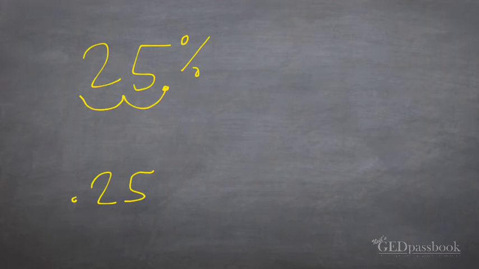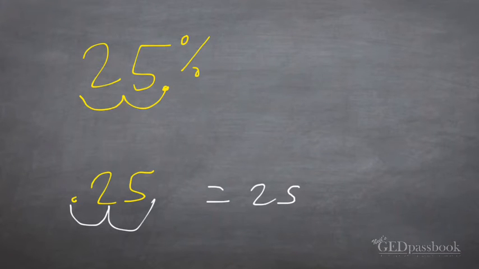So let's say you're asked to convert a decimal to a percent. My friends, all you're doing is working backwards. You still locate the decimal, then you move it 2 places, but in this case, to the right. So if you move it to the right, what we end up getting is 25. And then you just slap the percent sign on it.